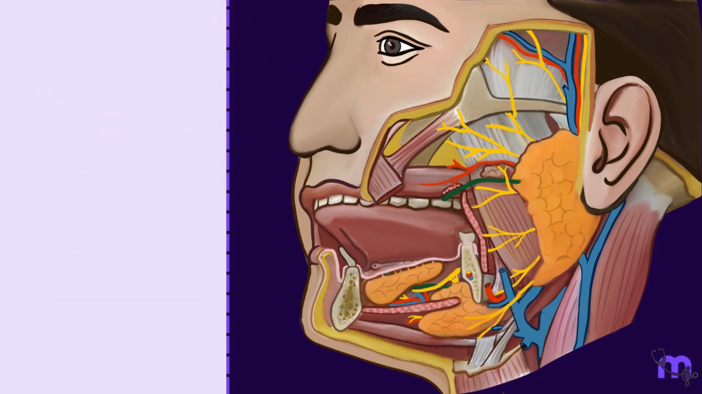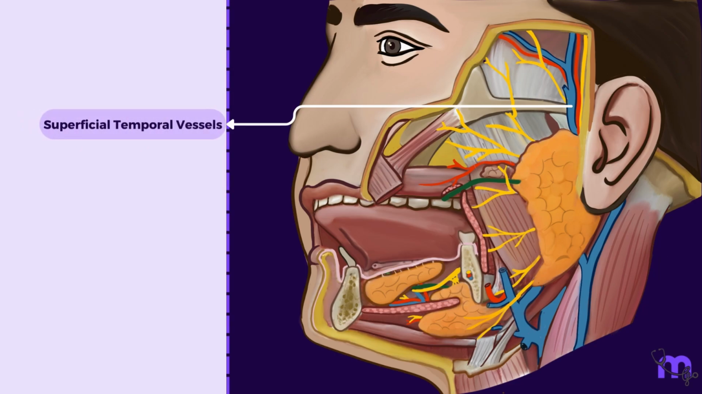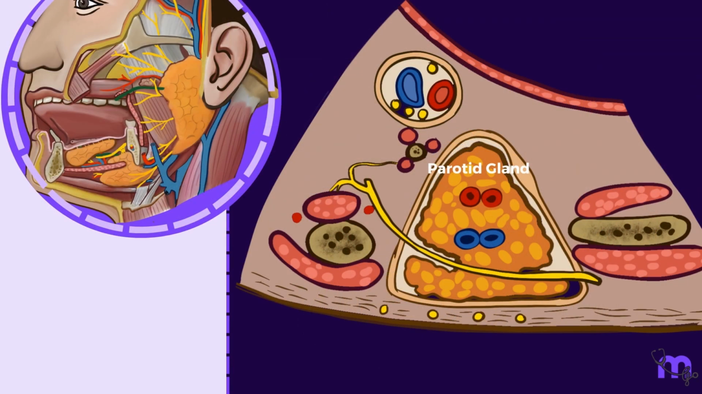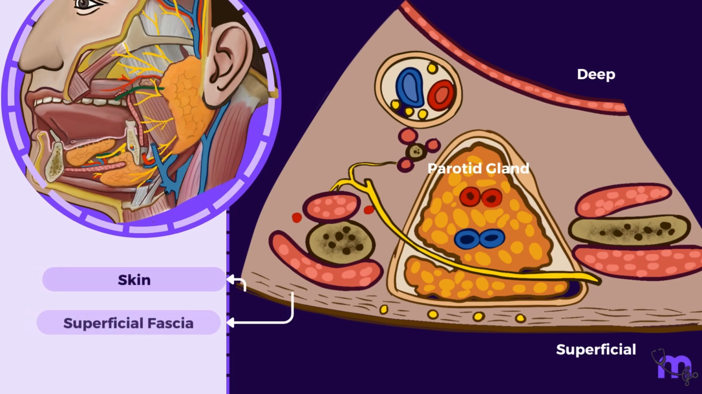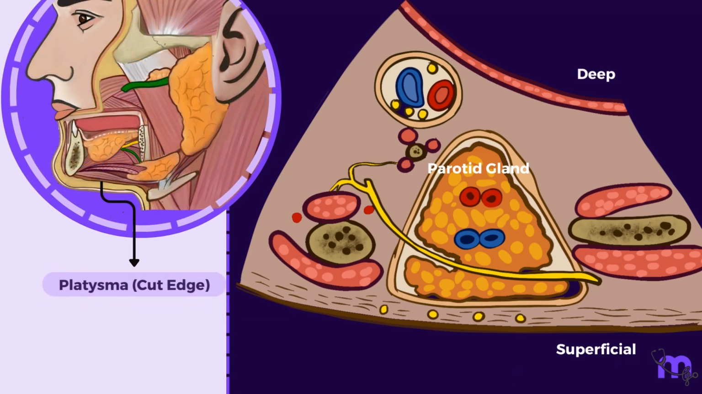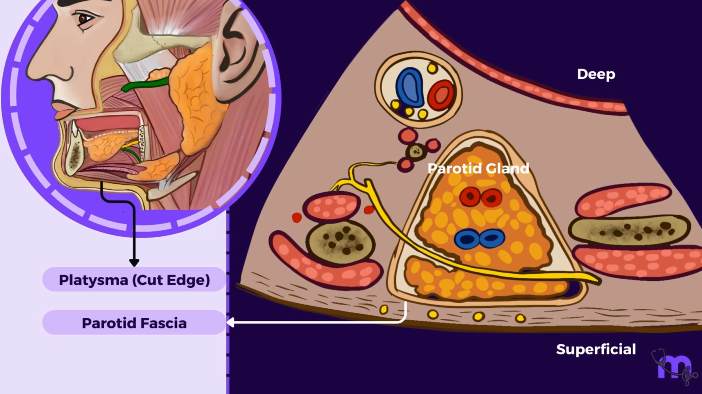The structures emerging through it are the superficial temporal vessels, the auriculotemporal nerve, and the temporal branch of the facial nerve. The largest surface is the superficial surface. It is covered from superficial to deep by skin, superficial fascia containing anterior branches of the greater auricular nerve, the platysma muscle, and parotid fascia.